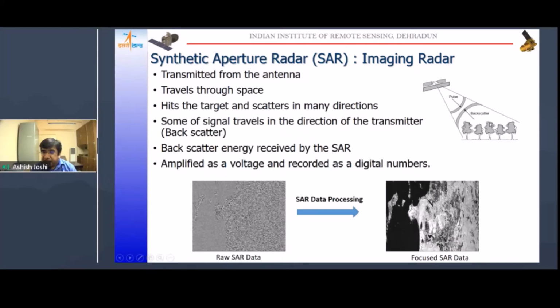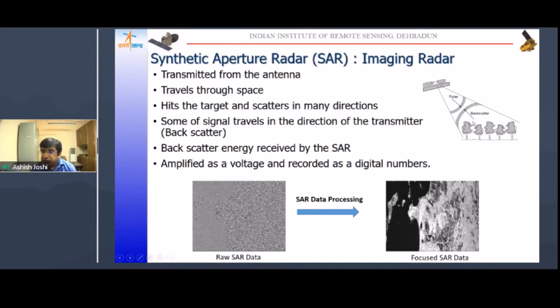If there is a tree, it will interact with this tree. Then these electromagnetic radiations are backscattered towards the sensor. Some of the energy is backscattered towards the sensor, and some of the energy is reflected away from the sensor. If this backscattered energy is collected by the sensor, then we can get a signal. Otherwise, we cannot get a signal.